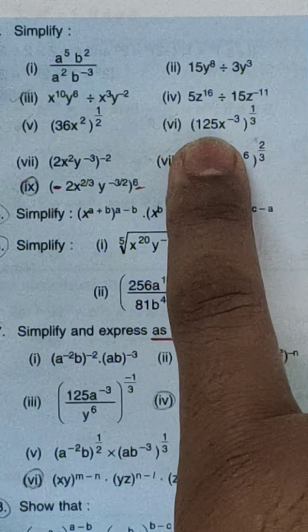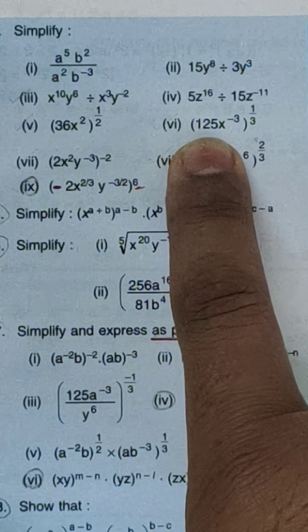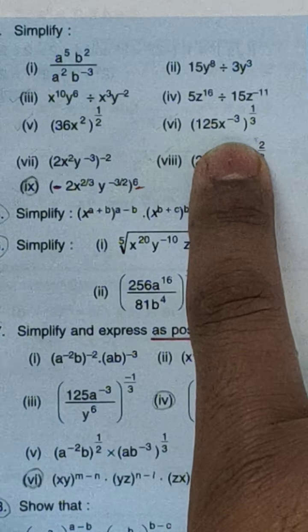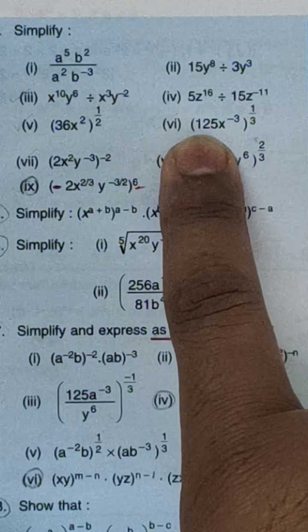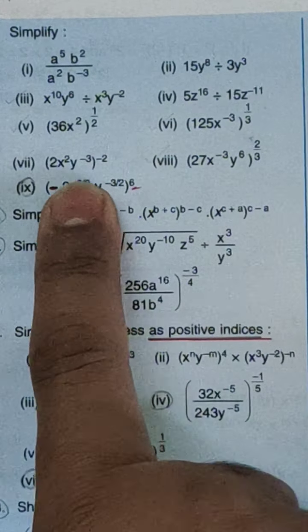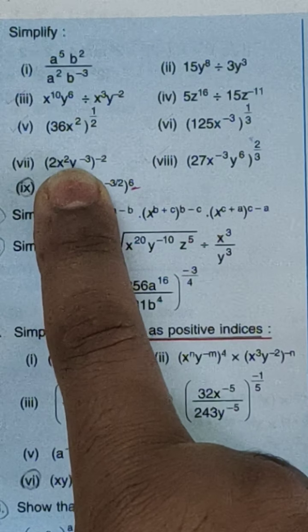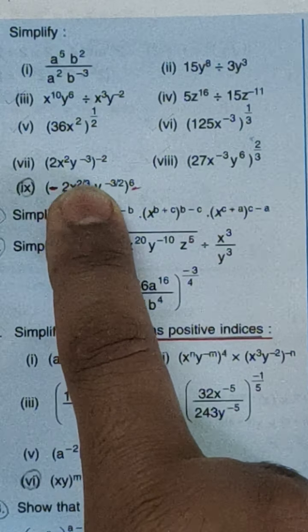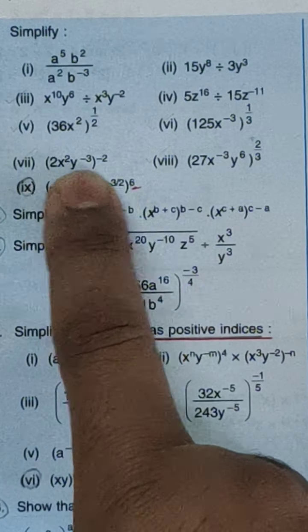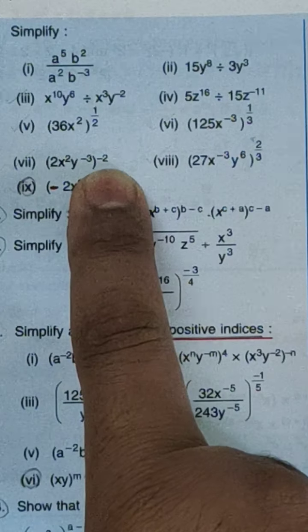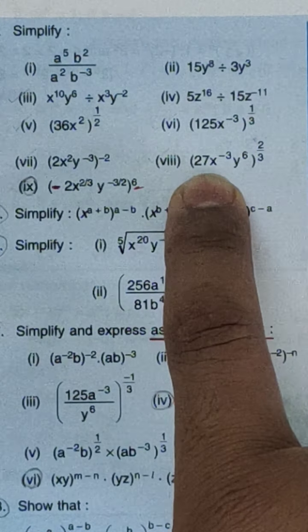Bring in this thing using the formula a to the power of m whole to the power of n is equal to a to the power of mn. This will become 5 cube to the power of 1 by 3, x minus 3 into 1 by 3. This will become 5 divided by x. See here also use the a to the power of m whole to the power of n is equal to a to the power of mn formula. This will become 2 to the power of minus 2. This is 2, x to the power of 2 into minus 2, y to the power of minus 3 into minus 2. Calculate.